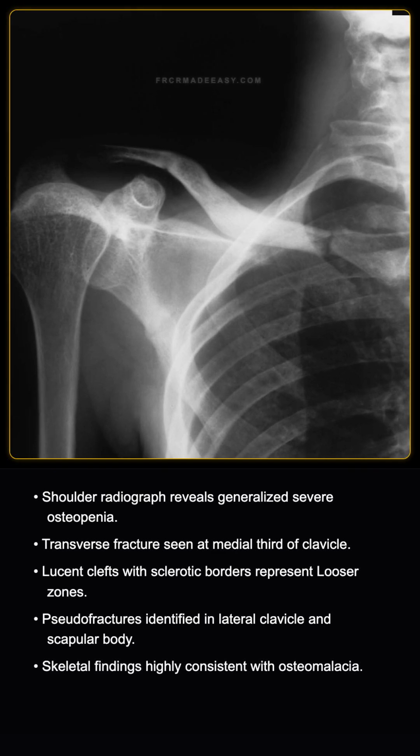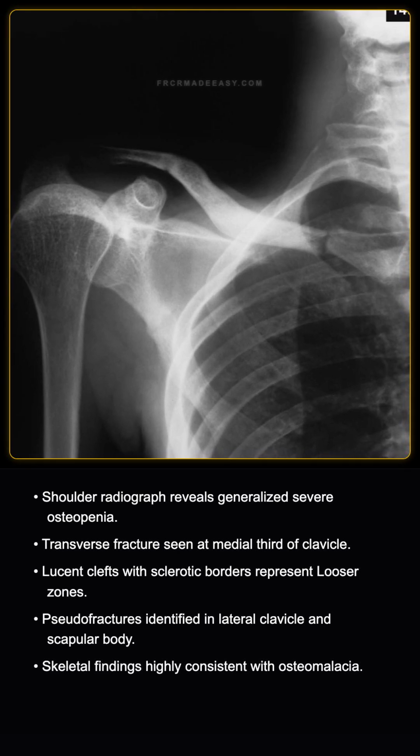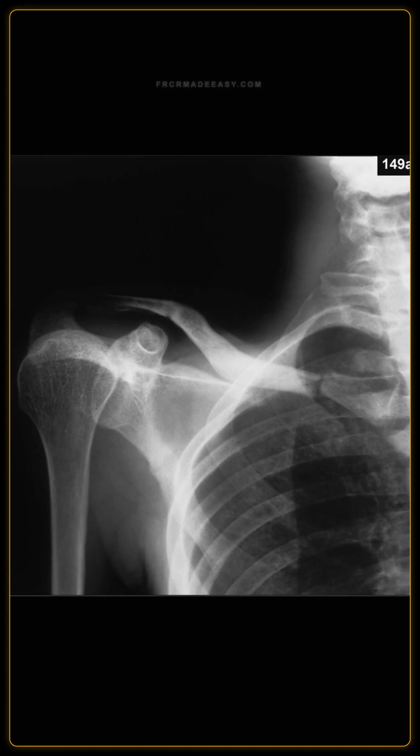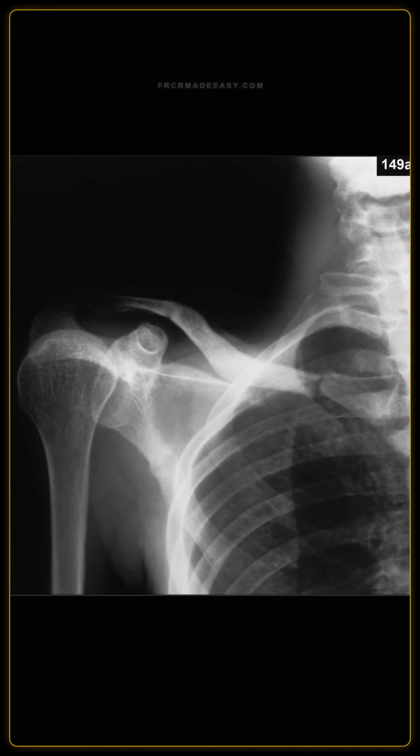The combination of generalized osteopenia, cortical thinning, scapular looser zones, and a clavicular insufficiency fracture is highly consistent with a diagnosis of osteomalacia. What is the pathophysiology of osteomalacia, and what are its key radiological features?